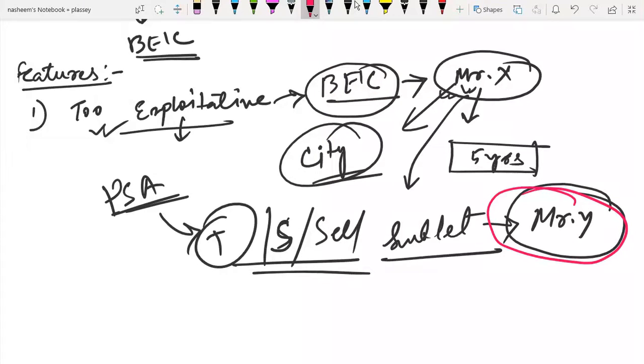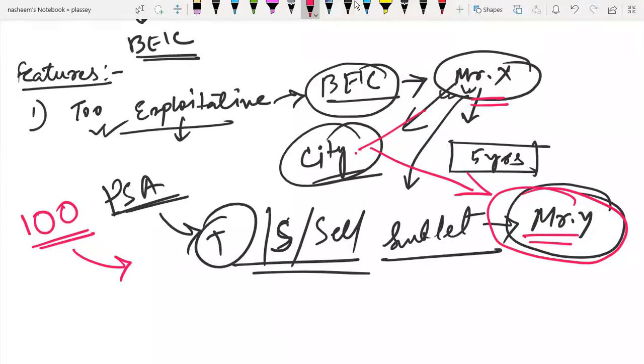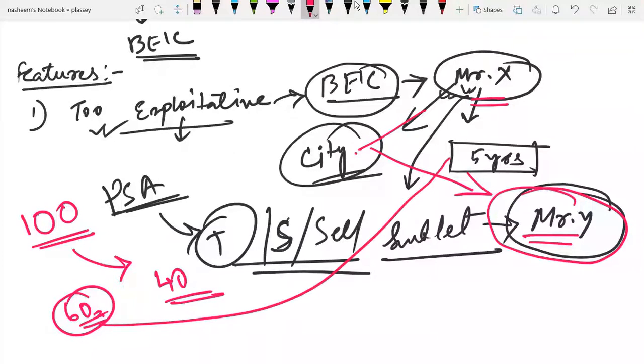Mr. X goes to the city and sublets the land to Mr. Y. Suppose 100 rupees was the tax realized. The British were supposed to be given 40 rupees and 60 rupees remained. Out of the 60 rupees, earlier this 60 rupees directly went to Mr. X.